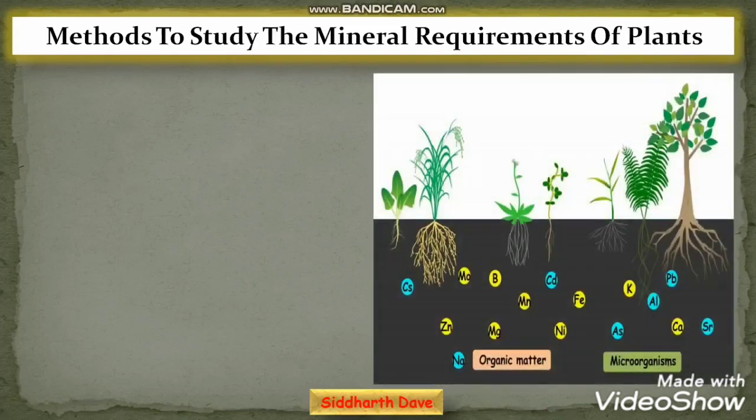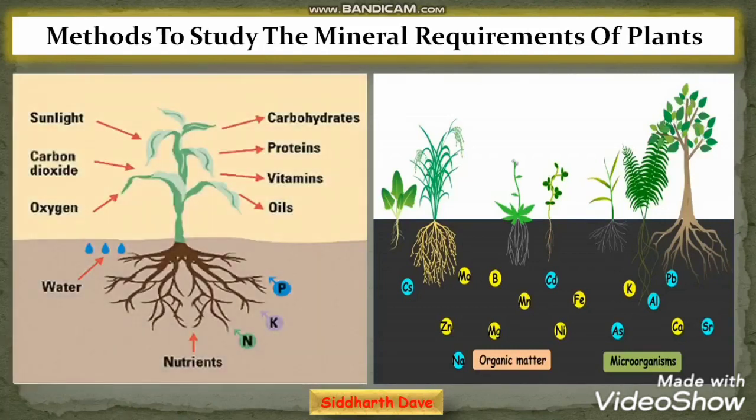Now see, the basic needs of all living organisms are essentially the same. Along with sunlight, CO2, oxygen and water, plants also need some macronutrients, like carbohydrates, proteins, vitamins, oils, right? Along with this, some natural fertilizers already present in the soil in the form of NPK, that is nitrogen, potassium and phosphorus.